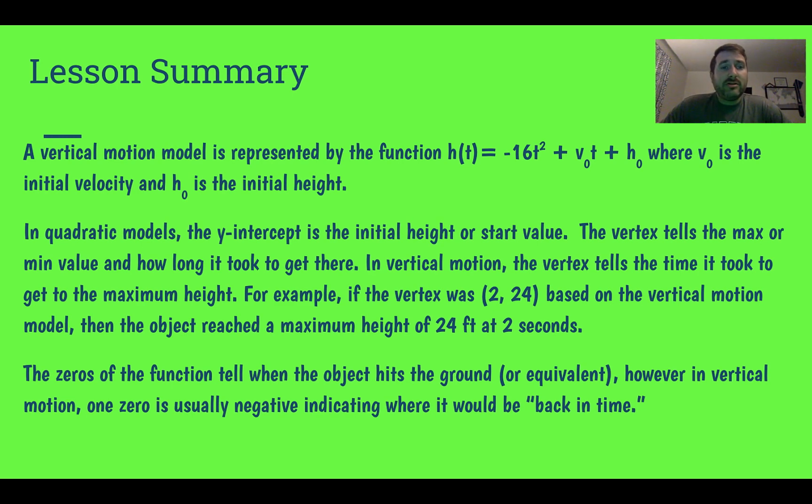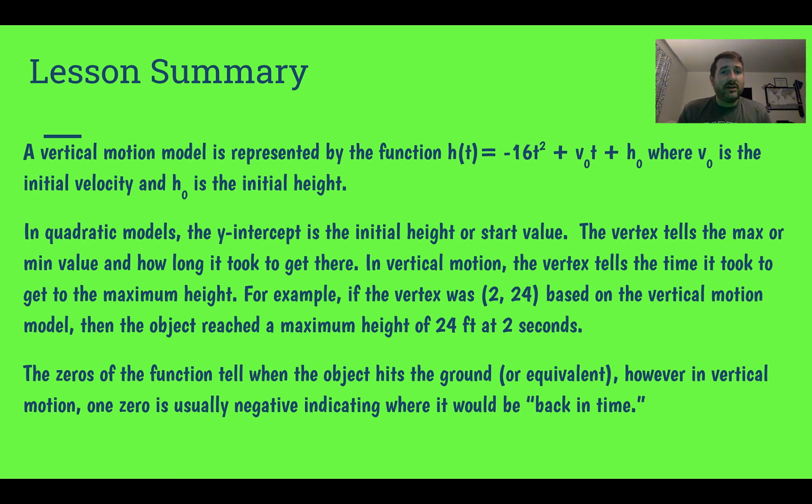In quadratic models, the y-intercept is usually the initial height or the start value. The vertex tells you the maximum or minimum value and how long to get there. So in vertical motion, that vertex tells the time that it took to get to the maximum height. We didn't see any minimums. So for example, if the vertex was (2, 24), then based on the vertical motion model, the object reached a maximum height of 24 feet at 2 seconds.